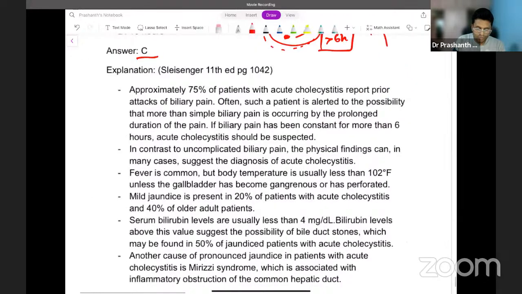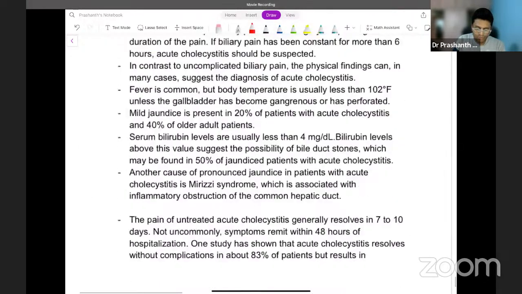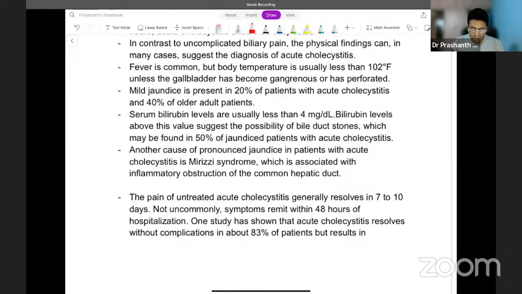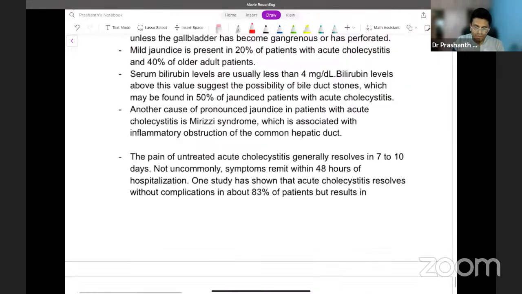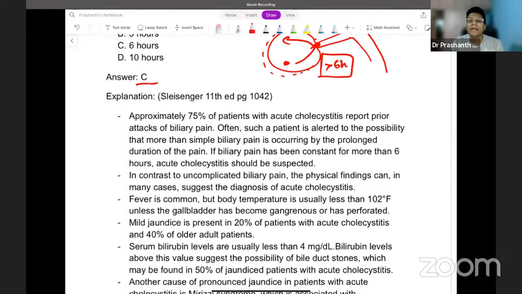Now, these are some of the explanations given in the standard books. You guys can go through these in your free time. But then acute cholecystitis is again an important topic. Just to tell you that almost 75% of these patients who present with acute cholecystitis would have had attacks of biliary pain. So that is the reason biliary pain once starts is an indication for cholecystectomy. Okay. If it's more than 6 hours, it's when you call a biliary colic into an acute cholecystitis.